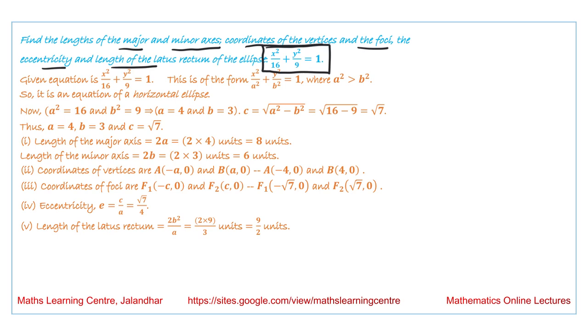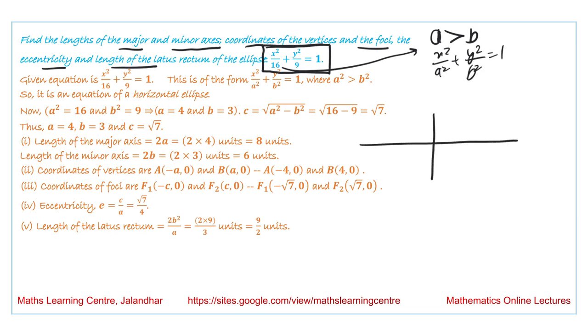So clearly this is a horizontal ellipse because we have a greater than b over here. It is of the form x square over a square plus y square over b square is equal to 1. So it is a horizontal ellipse, and if we plot it over here, it is in this form.